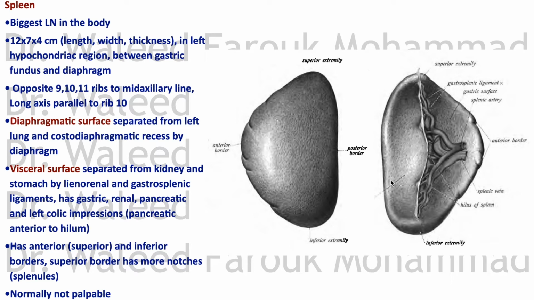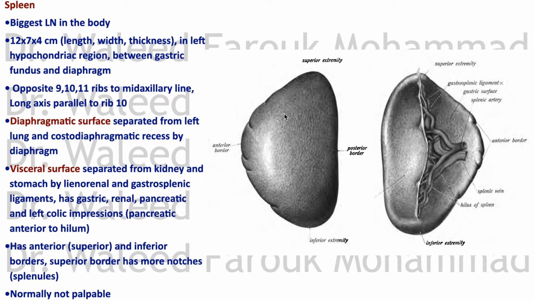It has an anterior, sometimes called superior, border. It's the border with notches. I've seen spleens with notches all around, but the anterior border is the one with more notches on it. So it's the border that carries more notches.